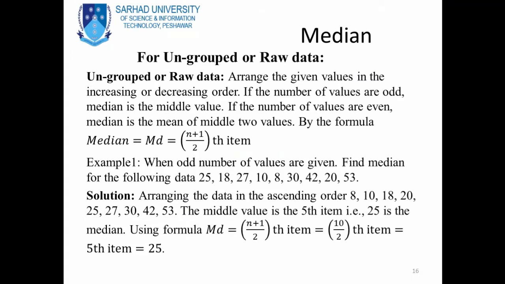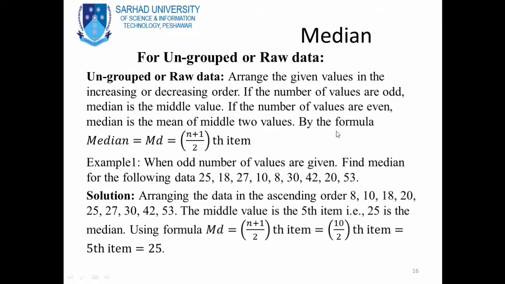How to find the median for ungrouped data or raw data. First of all, arrange the given values in increasing or decreasing order. If the number of values is odd, then the median is the middle value of the data after writing it in ascending or descending order. If the number of values is even, then the median is the mean of the middle two values.